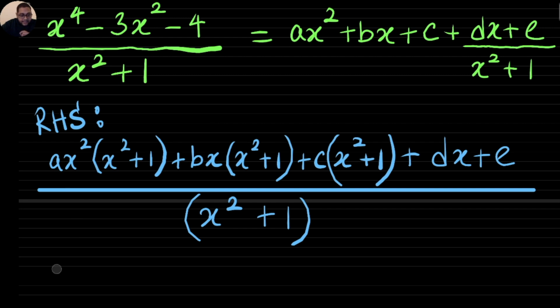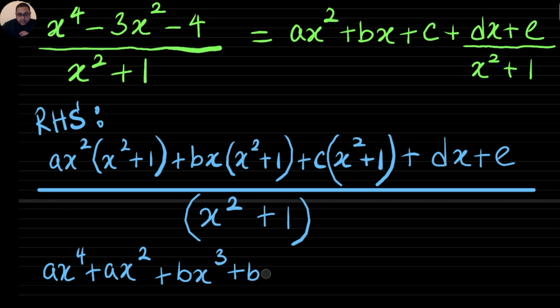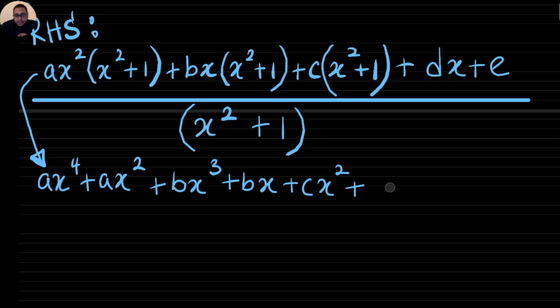I would have ax to the power of 4 plus ax squared plus bx to the power of 3 plus bx plus cx squared plus c plus dx plus e.